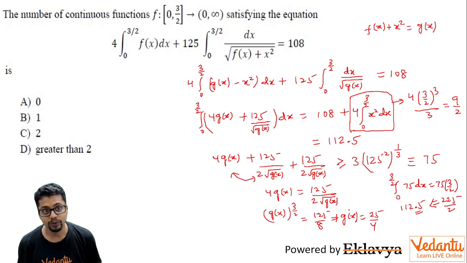So what do we want? We want the number of such continuous functions f. So f(x) is g(x) minus x square. So f(x) is 25 by 4 minus x square, and it is this unique function f(x) for which this equation would hold. That means the number of such functions is 1.